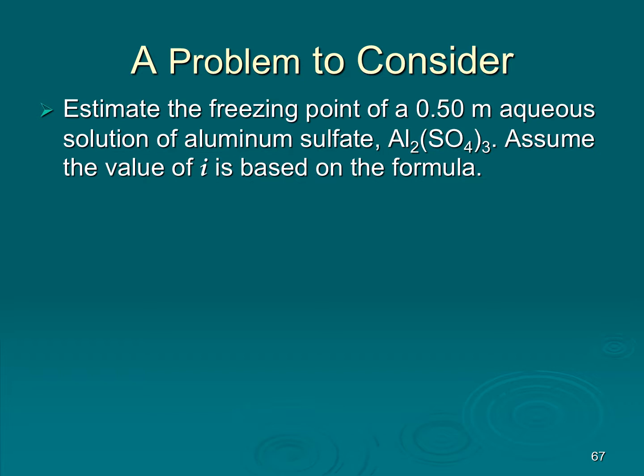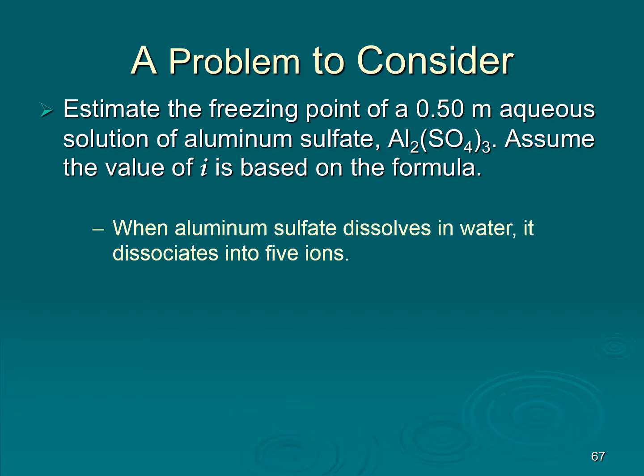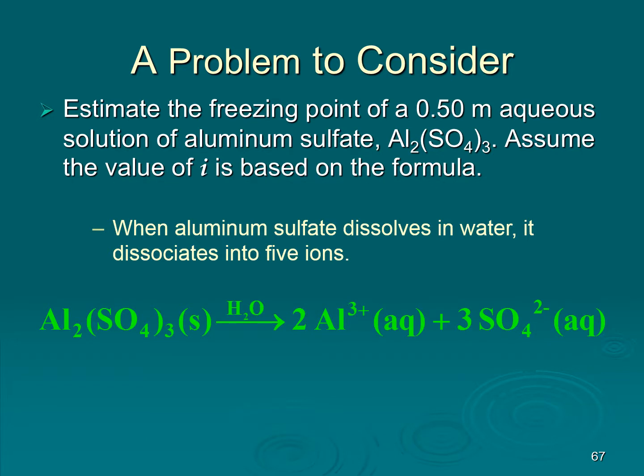In this case, we're using aluminum sulfate, Al2(SO4)3. So how many particles will this break apart into? Well, since it's ionic, there's going to be 2 aluminums and 3 sulfates, so little i in this case will equal 5. Let's find the freezing point of a 0.5 molal solution of aluminum sulfate. We assume that little i is based on the formula, so Al2(SO4)3 breaks apart into 2 Al3+ plus 3 SO4 2-. So little i equals 5.